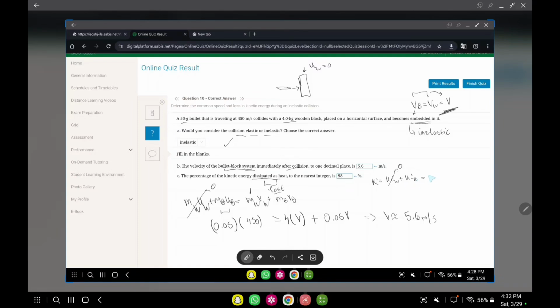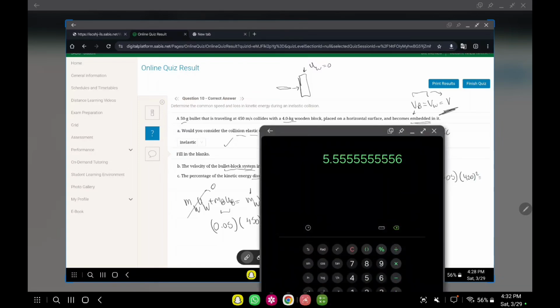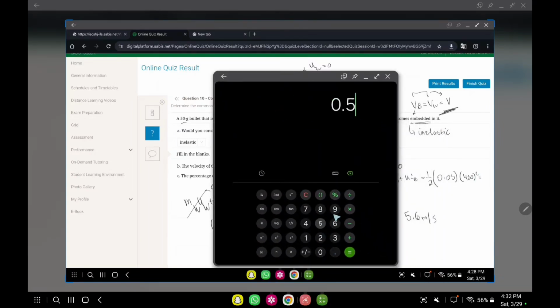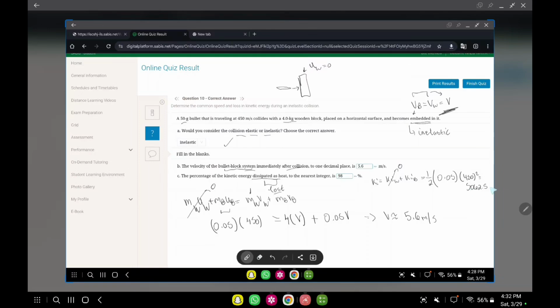So therefore, it's going to be equal to half times the mass of the bullet, which is 0.05, because remember, kinetic energy is half mv squared, times its velocity squared, so 450 squared. 0.5 times 0.05 times 450 squared gives 5062.5 joules. Right, perfect.